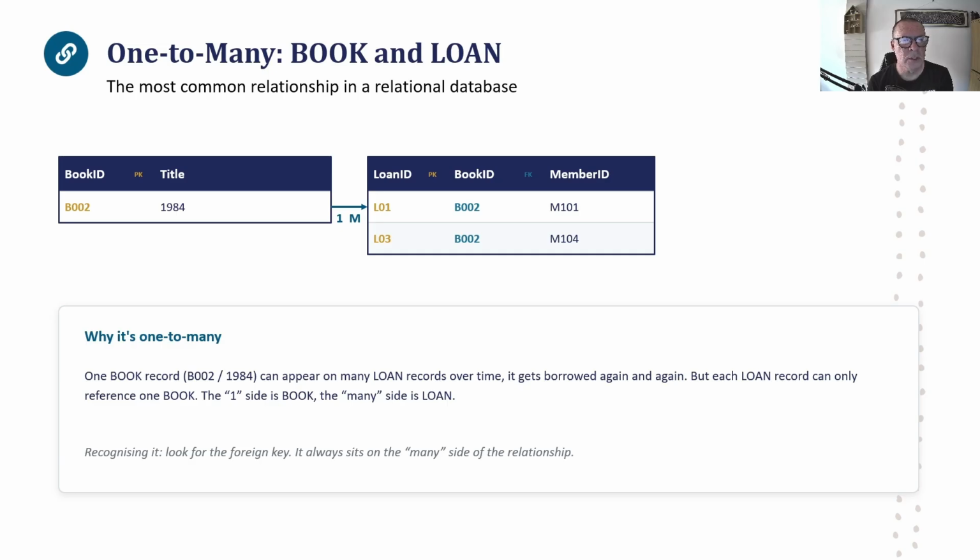So the side on which you find the foreign key is the many side. That's why the M is on the loan side and the 1 is on the book side. And in English again, it just means that the book can be loaned many times. As we see, it's been loaned twice there.